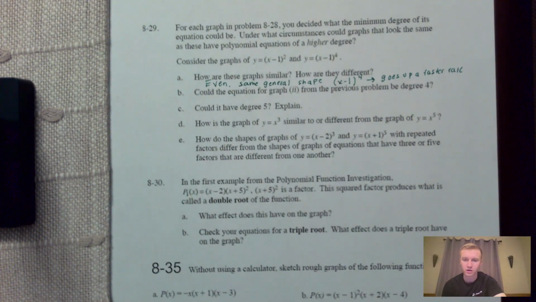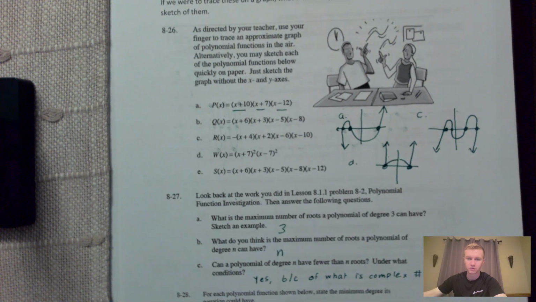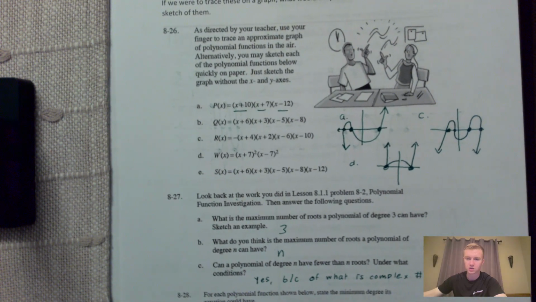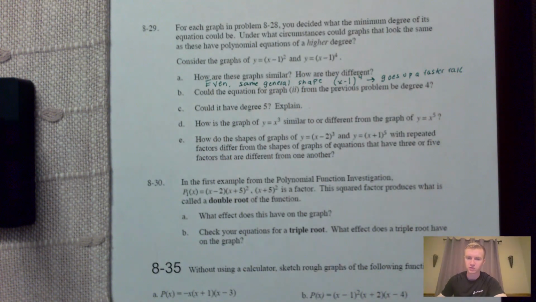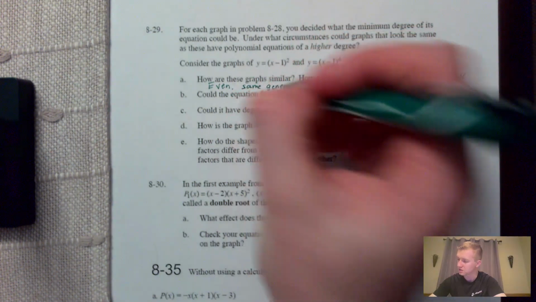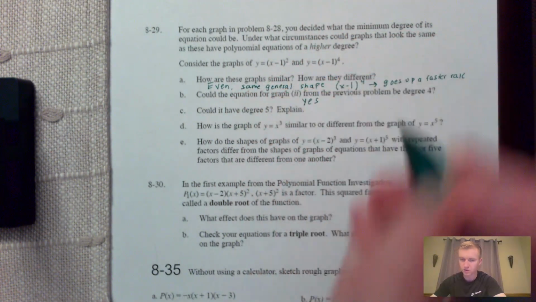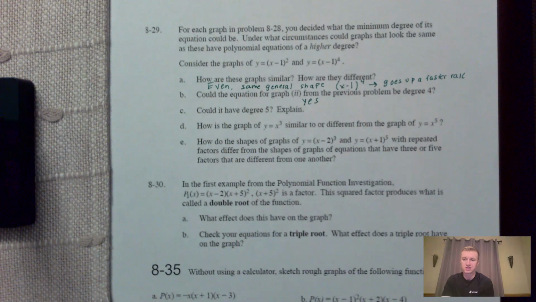All right, and then for letter B, it says, could the equation from graph number 2 from the previous problem be a degree 4? Hopefully you figured it out with this one for number 2. It actually could be in this case, because it could technically bounce off. So for 829B, we could say yes for that previous problem, because we don't know how many times it passes through. We're just stating the minimum number. So it could be the double root, and then it bounces off for both of them, just depending on where it is.